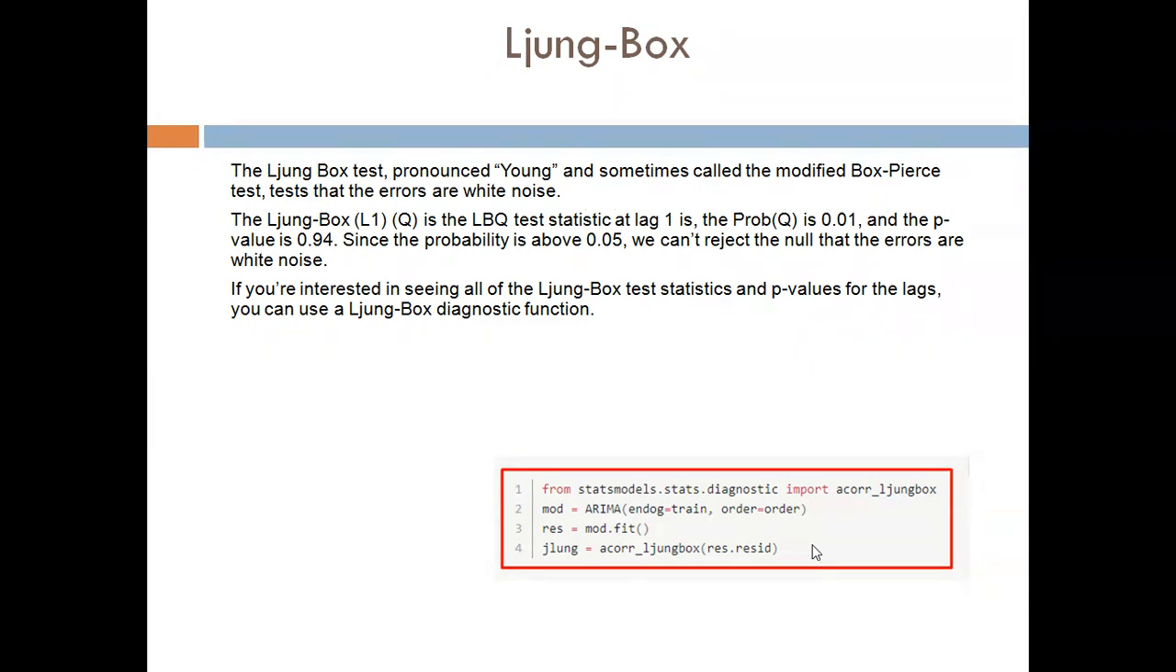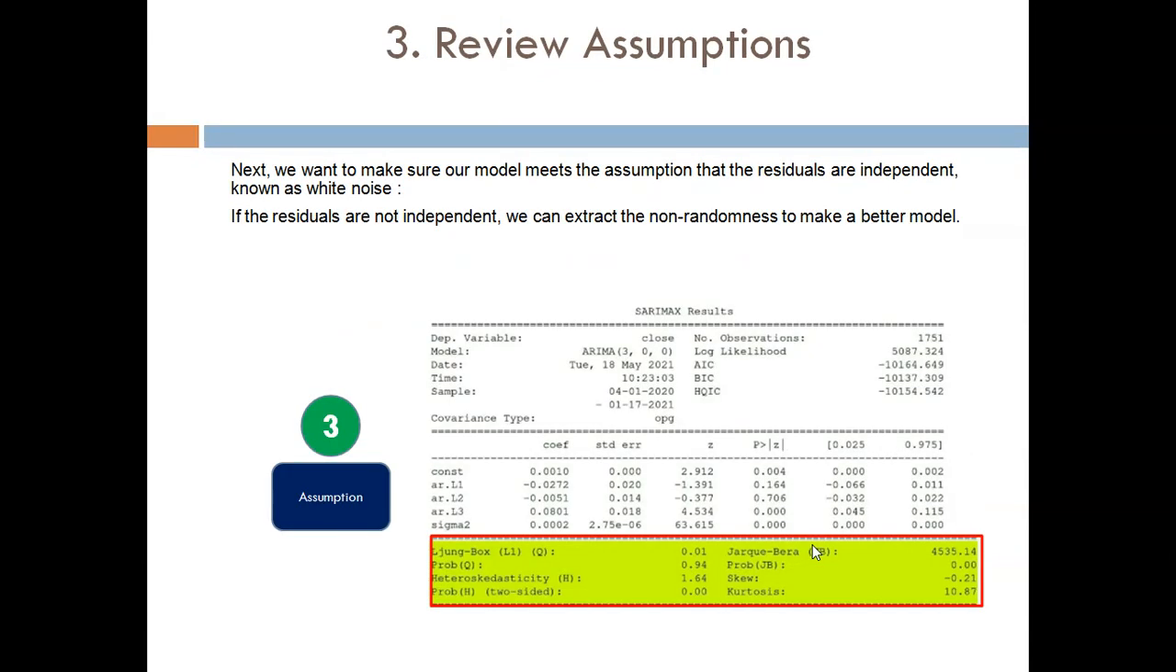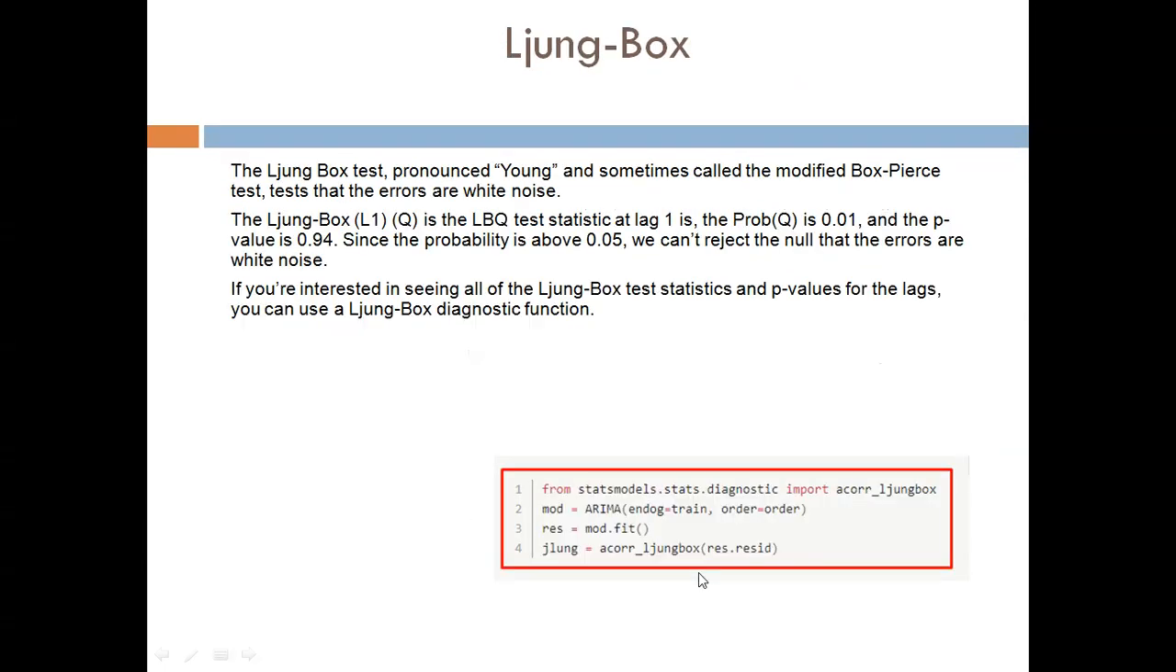Ljung-Box test, pronounced Ljung-Box, sometimes called the modified Box-Pierce test. It tests whether the errors are white noise or not. In our model, we can see the value is 0.01 and the p-value is 0.94. Since the probability is above 0.05, we can't reject the null hypothesis that the errors are white noise. If you are interested in all the details, you can read more about this.